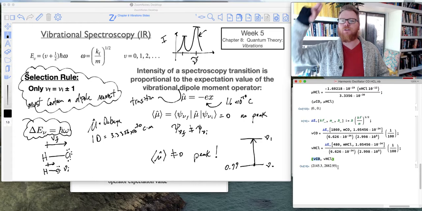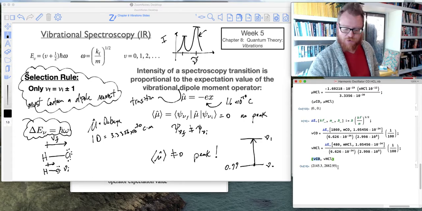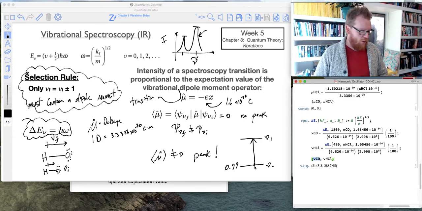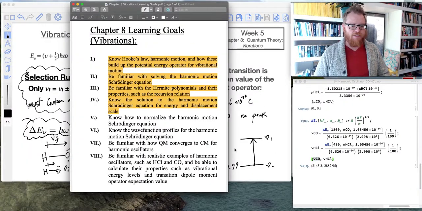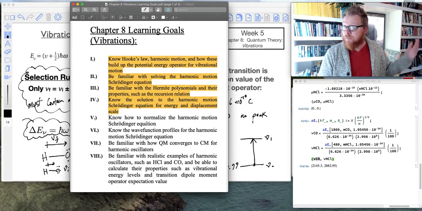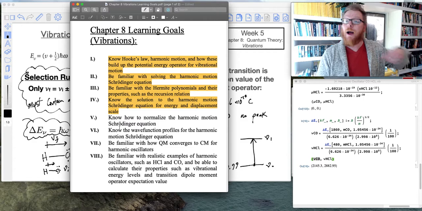All right, folks, that's it for vibrations, just 2 lectures. I know both of these were a little long, about 40-ish minutes each, but that's it. That's all we're going to do with vibrations. We're going to come back to this in our spectroscopy section and really get into this in more detail, okay?